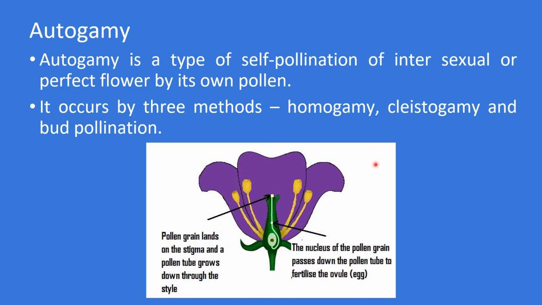Now in the diagram you will find the pollen grain lands on the stigma. Whenever the pollen grain lands on the stigma, a pollen tube generally develops for the pollen grain to reach the ovary to fuse with the egg. The diagram is showing that the nucleus of the pollen grain passes down the pollen tube and fertilizes the ovule or egg present inside the ovary.